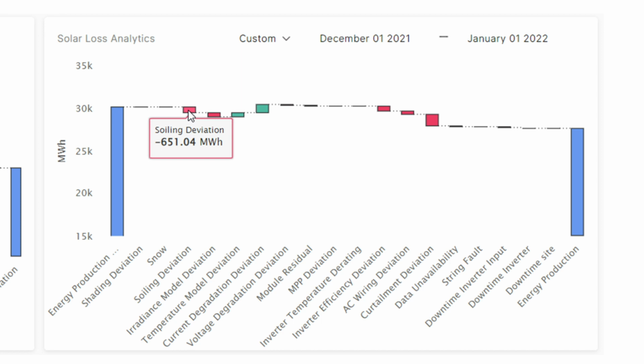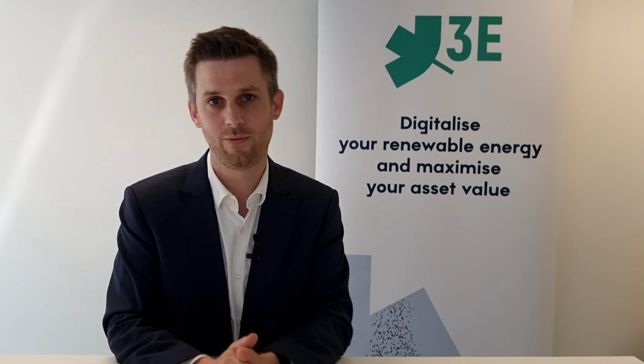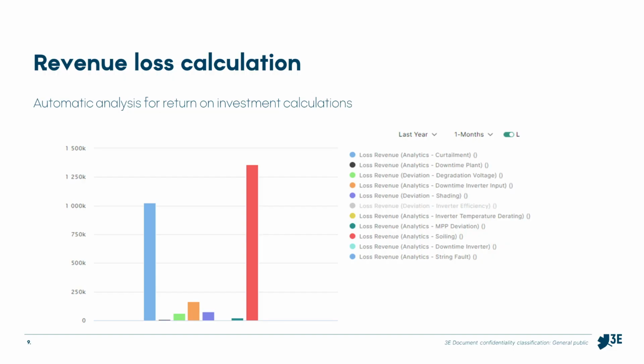Another loss of that plant is curtailment. In Vietnam, there's quite a lot of curtailment. So that's another loss category where quite a lot of energy is being lost. And then, of course, it's important to also calculate the lost revenue from the energy. So that's what we're seeing here. You see that both of these losses, the soiling and the curtailment, lead to a revenue loss of upwards of $1 million per year.